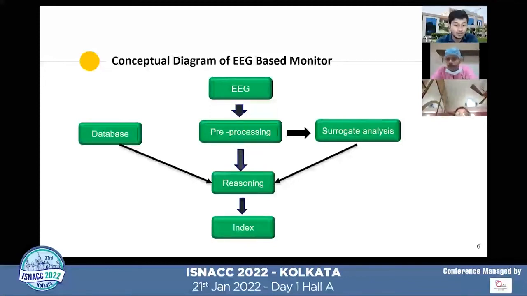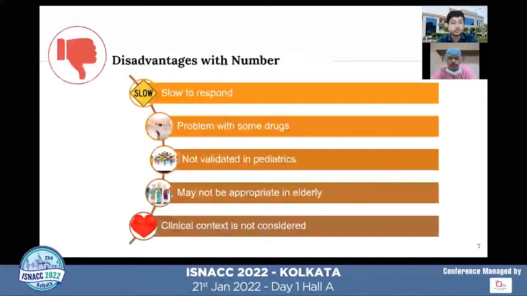After artifact rejection, we obtain a new signal, and this signal is compared with the signals in the database. Usually the database is obtained from young individuals. After the obtained signal is compared with the database signal, they arrive at an index number. After the index number is obtained, the next step is post-processing. In post-processing, they average the index values over a period of time so as to minimize the fluctuation in index values. So what are the disadvantages with these index values?